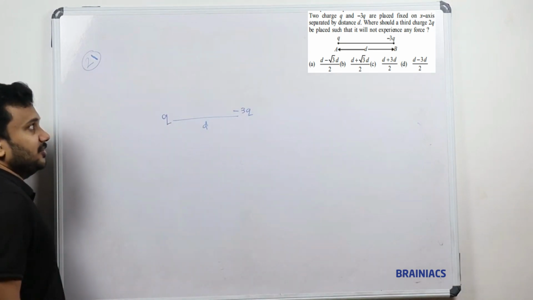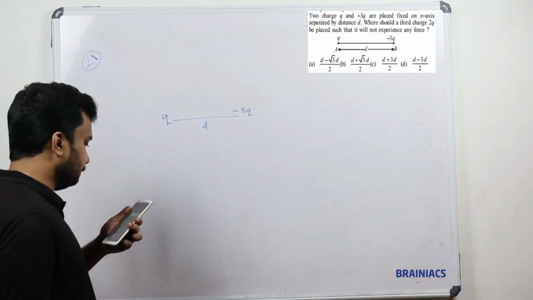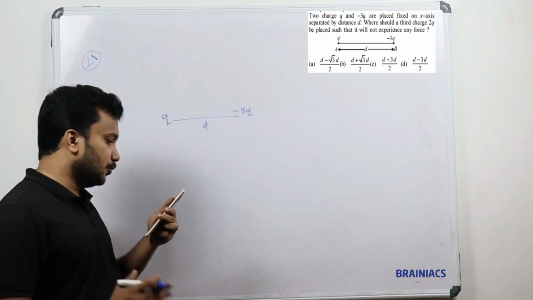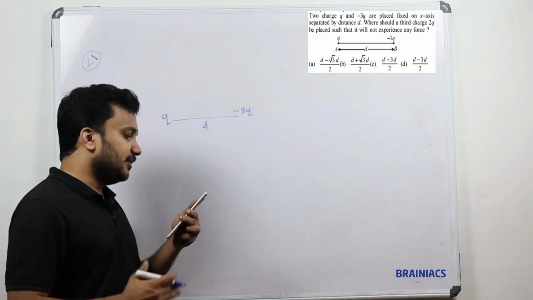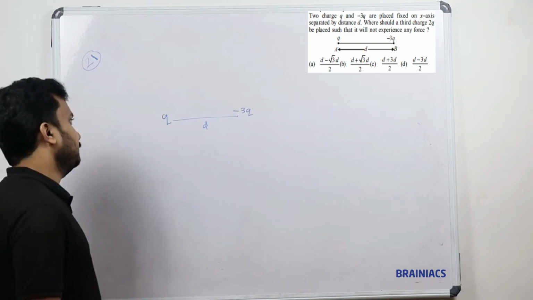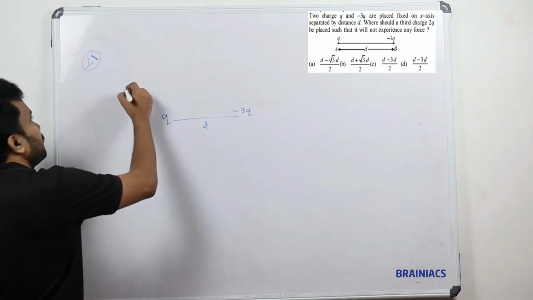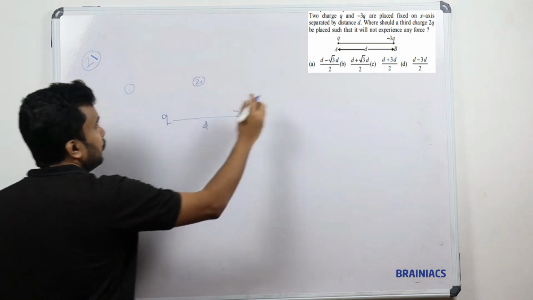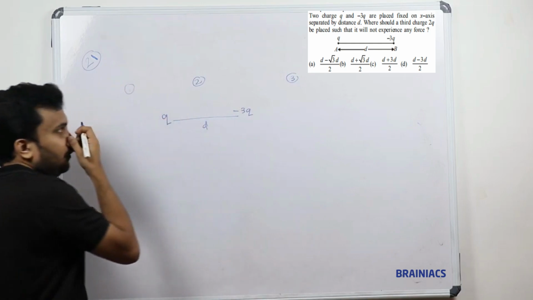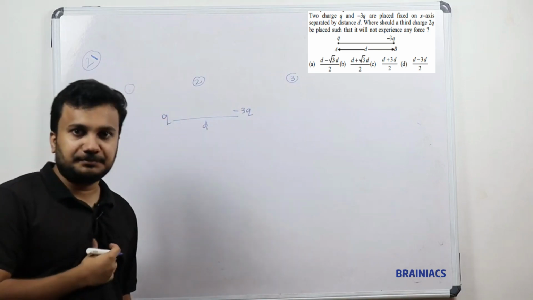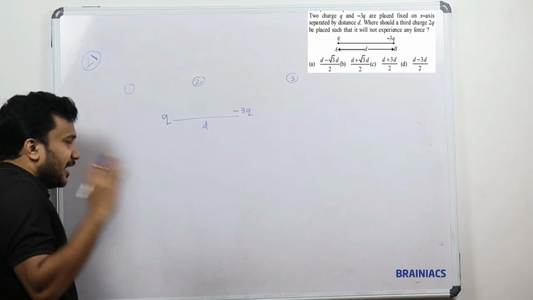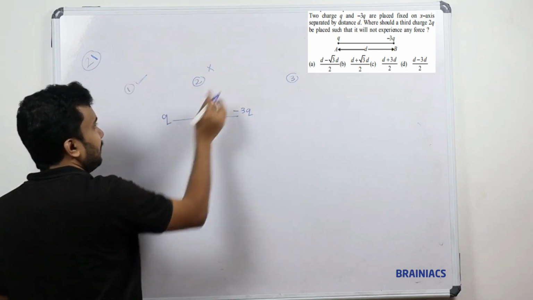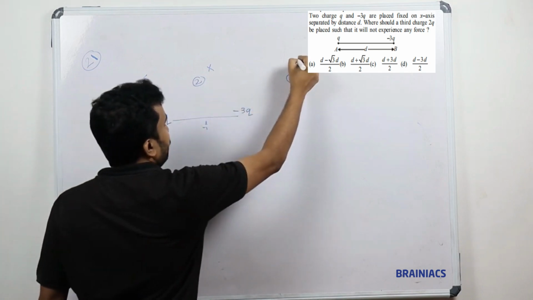Where should the third charge be placed? What is the value of the third charge? Two charges plus Q and minus 3Q separated by a distance d. Where should the third charge 2Q be placed? So there are three positions. Either I can place it on the left side, or in between these two, or towards the right side. What will be the answer? I can directly say the answer is towards the left side. It should not be somewhere in between the two charges or somewhere towards the right.